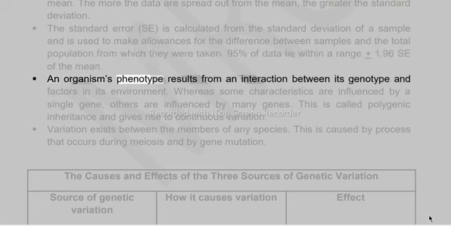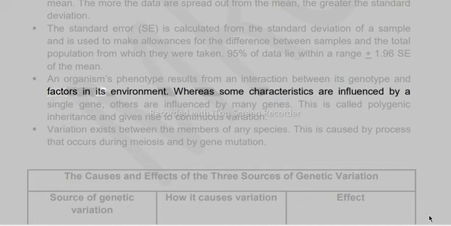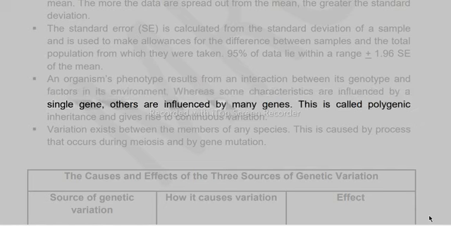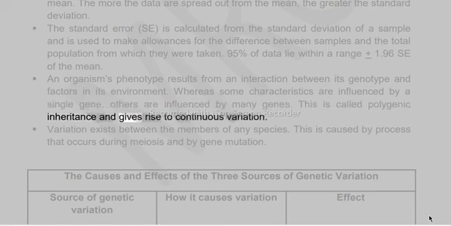An organism's phenotype results from an interaction between its genotype and factors in its environment. Whereas some characteristics are influenced by a single gene, others are influenced by many genes. This is called polygenic inheritance and gives rise to continuous variation.